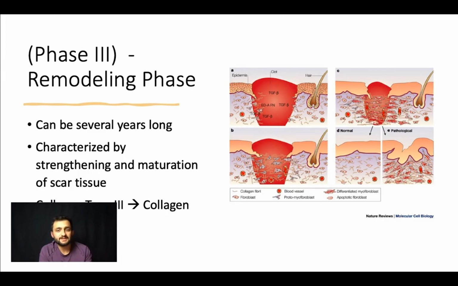So the last piece here is we're going to talk about the remodeling phase. The remodeling phase can be several years long, and it's characterized by strengthening and maturation of the scar tissue. But one of the most important things here to remember is that collagen type 3 is being converted to collagen type 1. And there's a lot of implications in that when we think about those patients with Ehlers-Danlos, the vascular type. And that process is actually mediated by matrix metalloproteinases, MMPs, that we found from the macrophages.